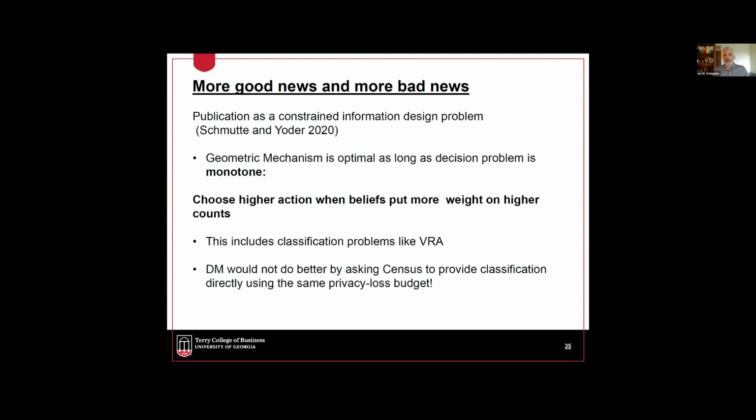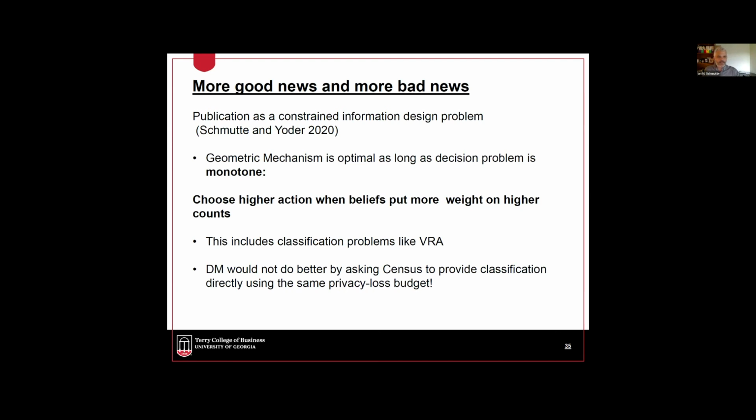So there's more good news and some more bad news with regards to this. In a paper that I've been working on with my University of Georgia colleague, Nathan Yoder, we've been thinking about the data publication problem as a constrained information design problem. In this setting, we think about the data custodian as trying to design informative signals on the basis of the data that they have, but they're operating under a differential privacy constraint.